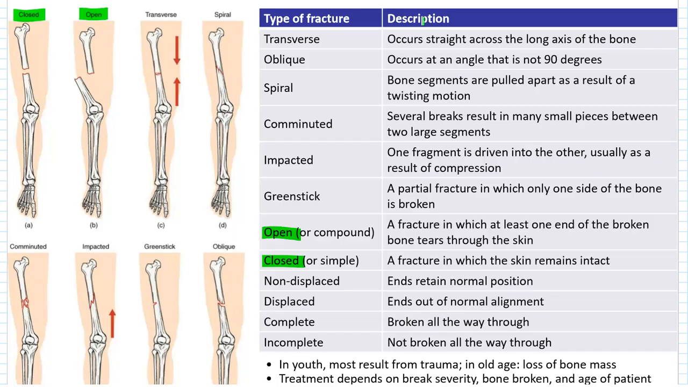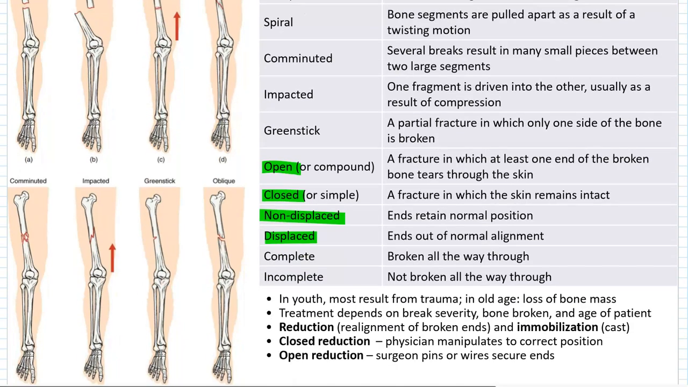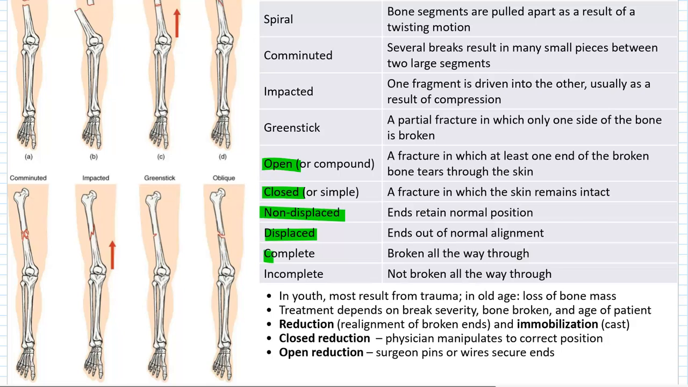Skin is being penetrated. That's pretty horrible, right? An open fracture has to be surgically fixed. Then we have non-displaced and displaced. Non-displaced means that the bone ends are not out of alignment. Look at these transverse and spiral fractures here. Bone ends are not out of alignment. Am I clear?